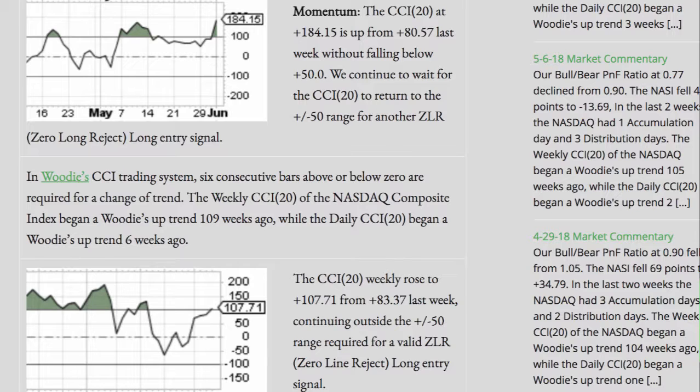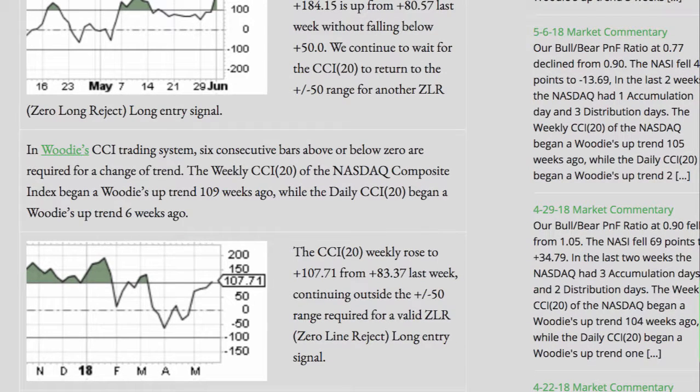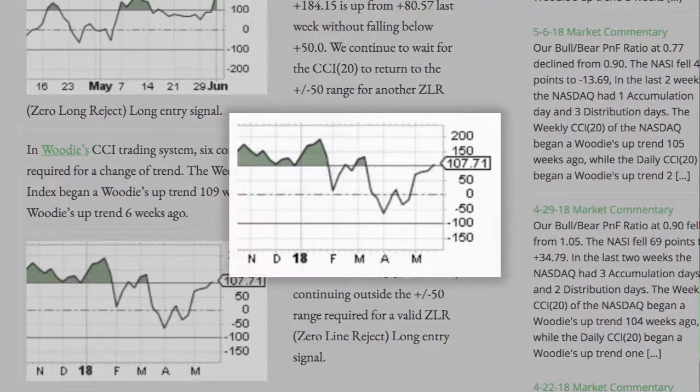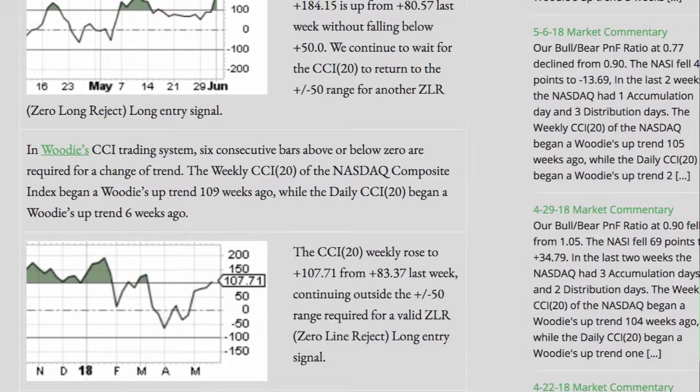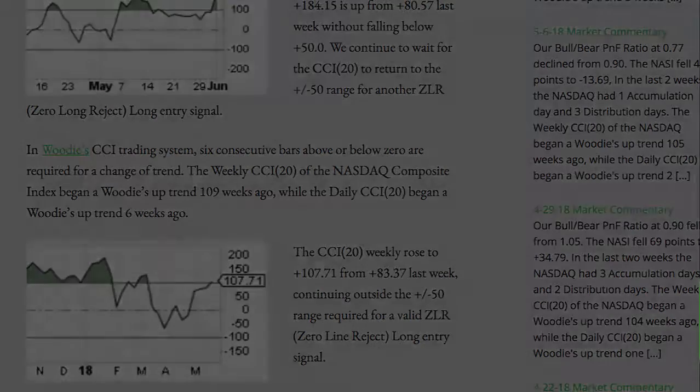The weekly CCI 20 of the Nasdaq Composite Index began a Woody's uptrend 109 weeks ago, while the daily CCI 20 began a Woody's uptrend 6 weeks ago. The CCI 20 weekly rose to a positive 107.71 from a positive 83.37 last week, continuing outside the plus or minus 50 range required for a valid zero line reject long entry signal.